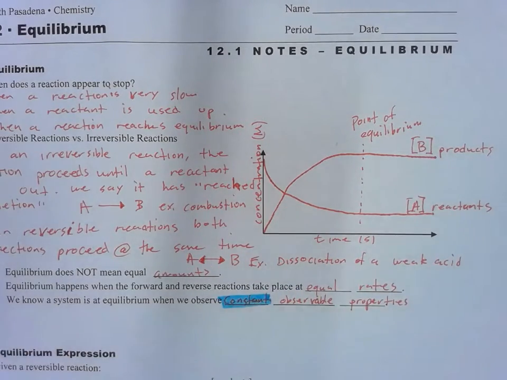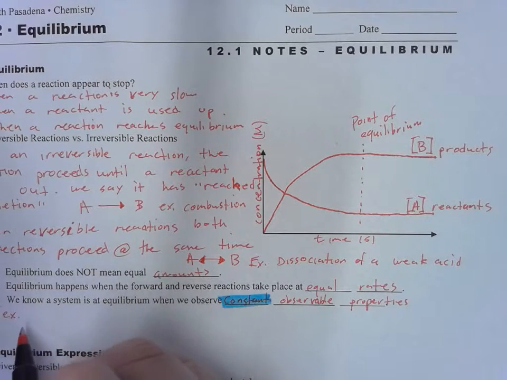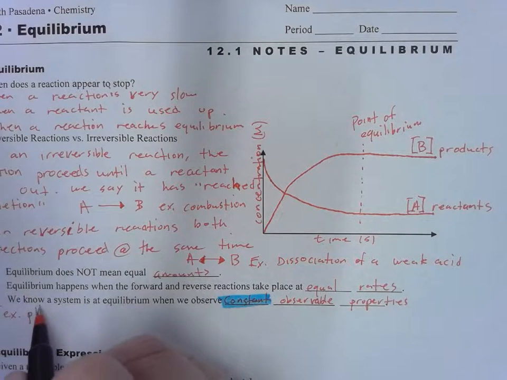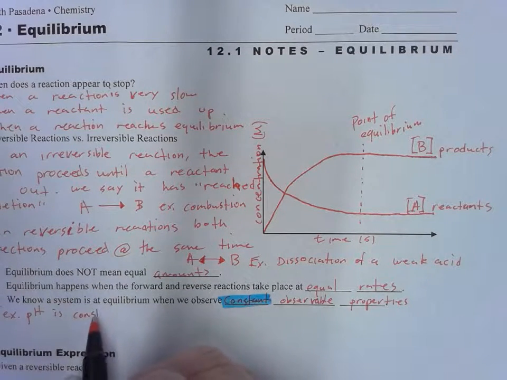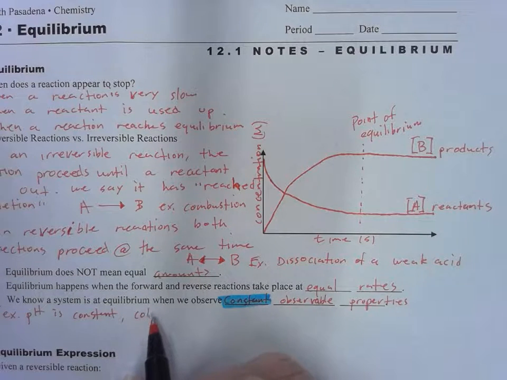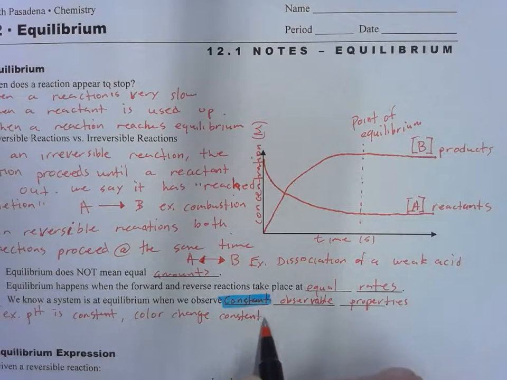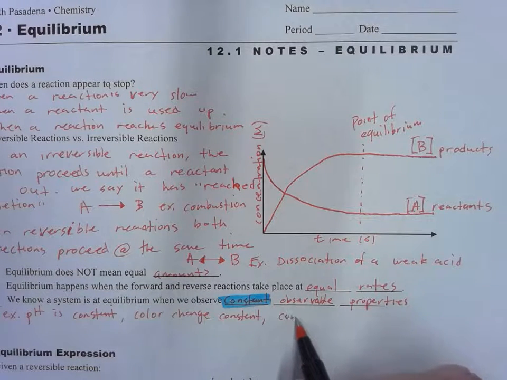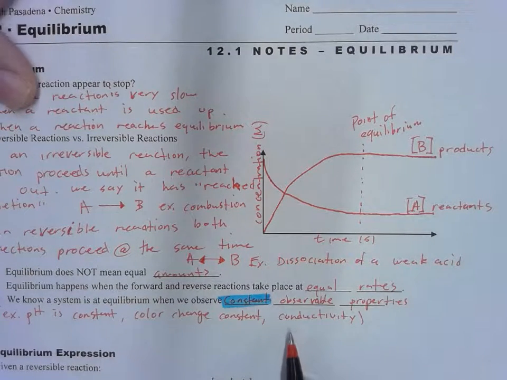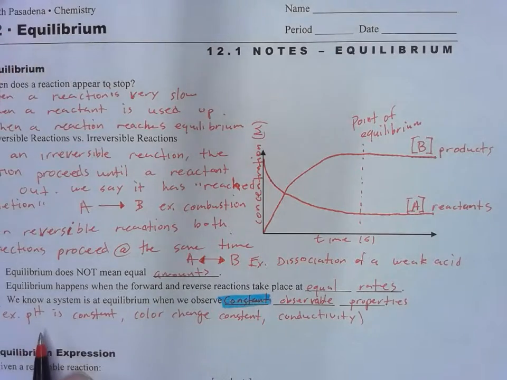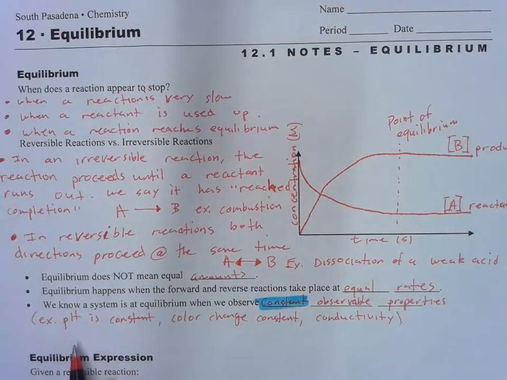What do I mean by that? For example, time to get to class. pH is constant. Color change is constant. What else can we say? Conductivity. These are things we measure that will tell us, hey, if we reach a constant number here, we're at equilibrium. The big one is pH, though, and we're not going to get into all that in this class, but that's the main one.